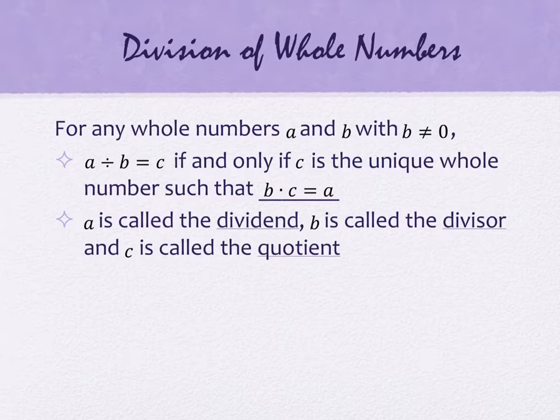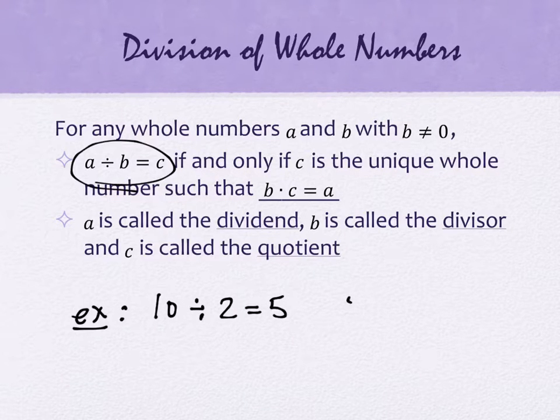So from a very concrete perspective, it's something like this. The reason that 10 divided by 2 is equal to 5, right? That's this description, is because 2 times 5 is equal to 10. So it's the number that we need to multiply 2 by to get back to 10.